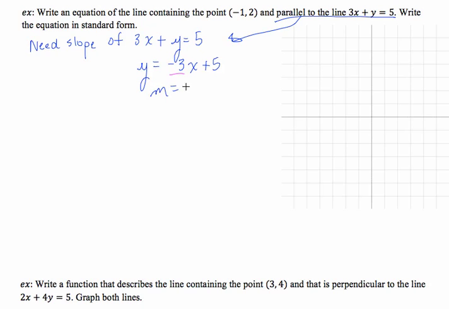So the slope is -3. And because we want our line to be parallel to that, the slope of our line is also going to be -3.